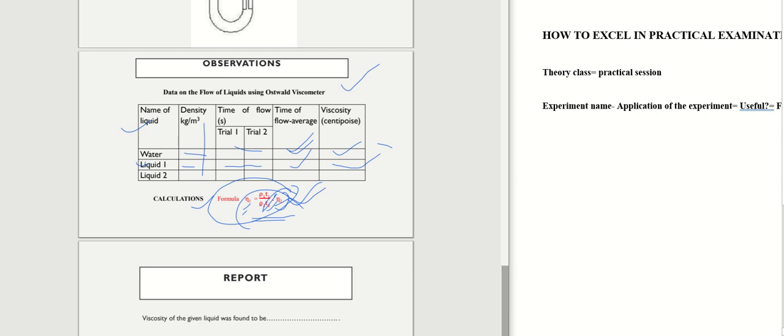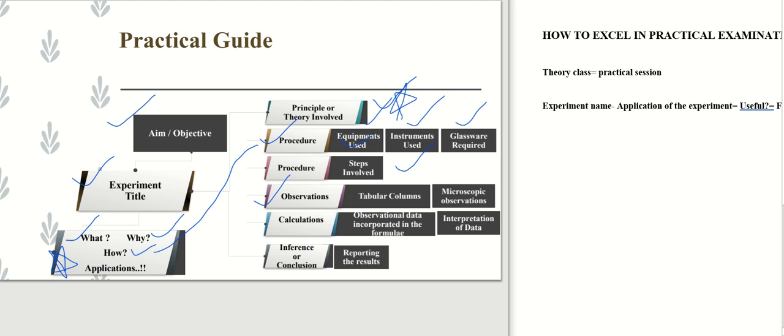And by the end of the experiment, we have an observation table showing the time of flow for different samples and the viscosity of the different samples. That's how we can note down the observations. So the observations for a few experiments would just include tabular columns.